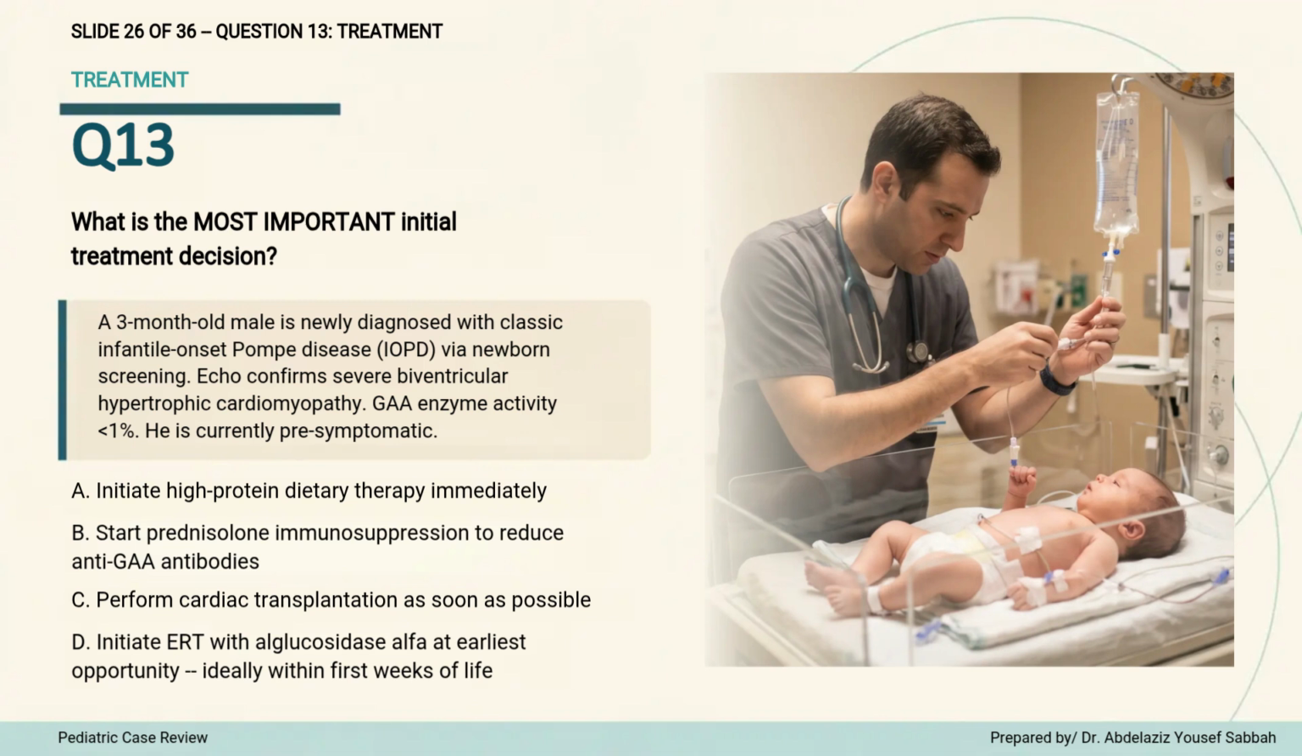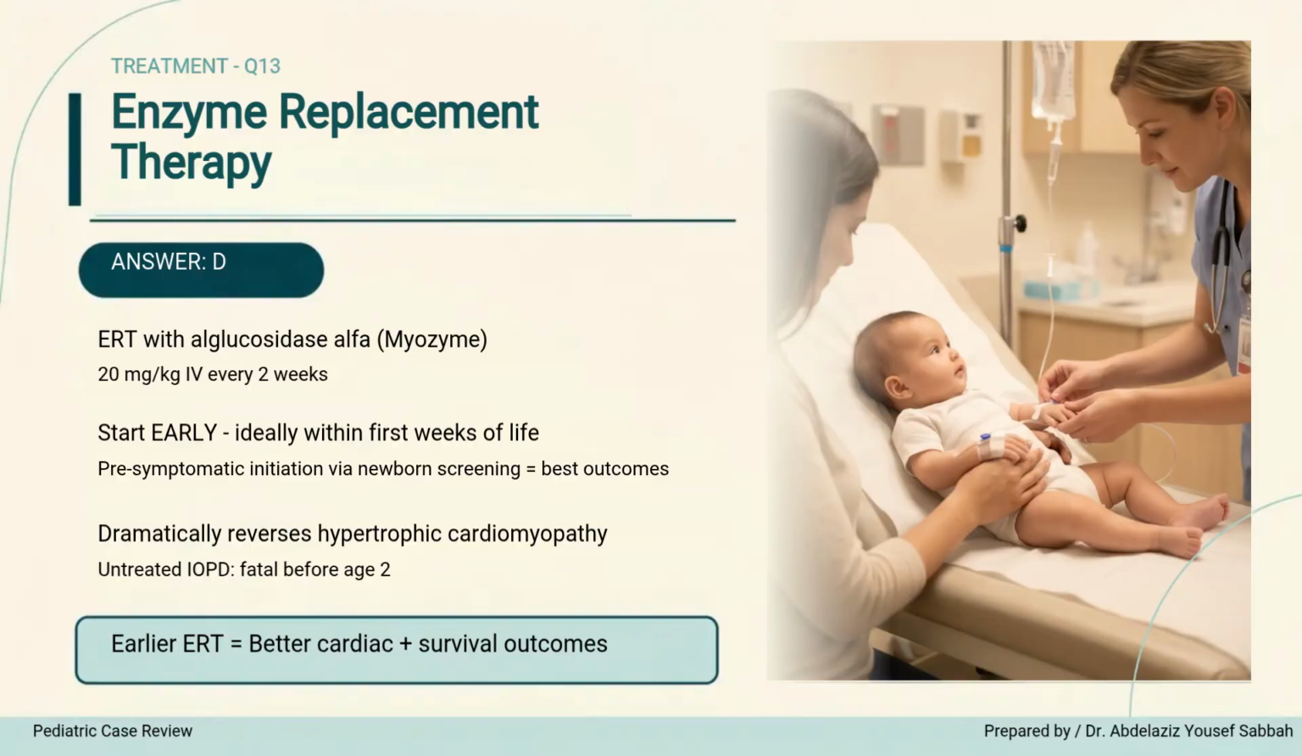Option A, initiate high-protein dietary therapy immediately. Option B, start prednisolone immunosuppression to reduce anti-enzyme antibodies. Option C, perform cardiac transplantation as soon as possible. Option D, initiate enzyme replacement therapy with L-glucosidase alpha at the earliest opportunity, ideally within the first weeks of life. The correct answer is option D.